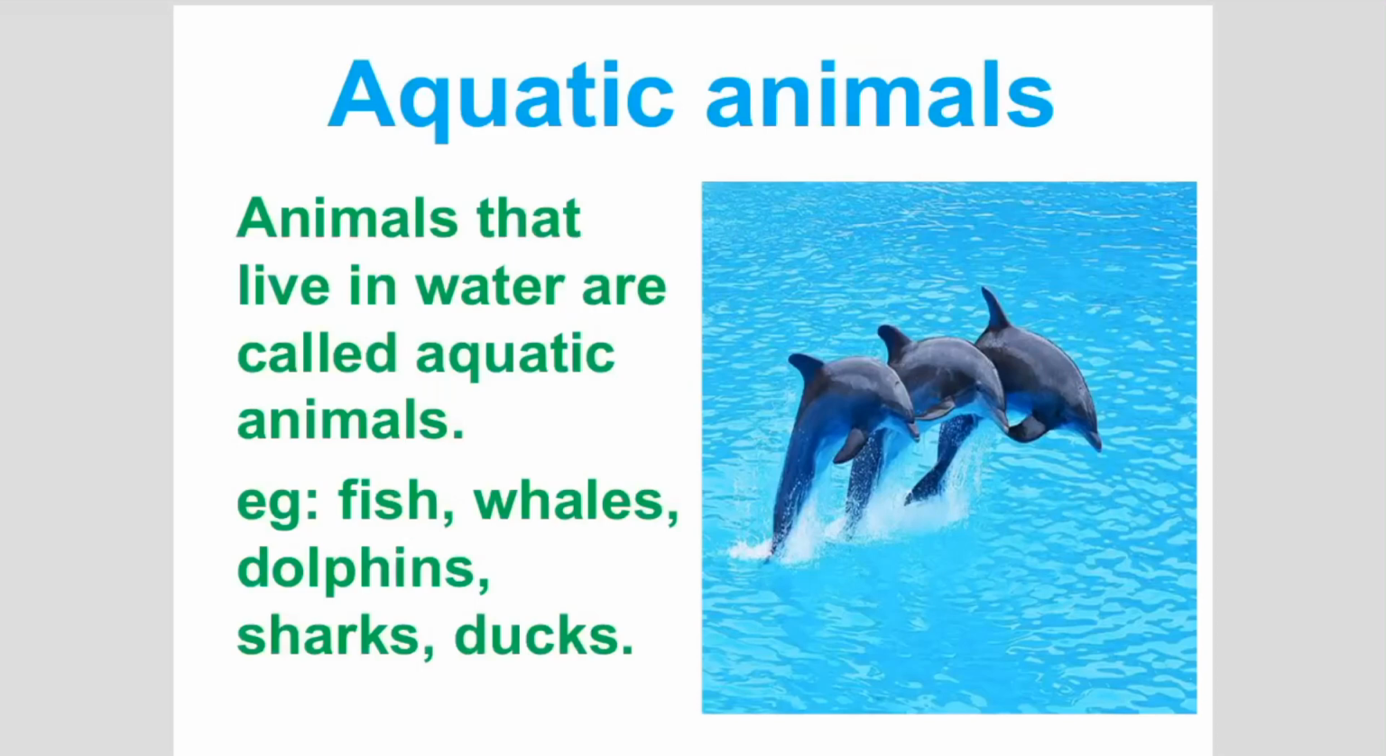Next, let us discuss aquatic animals. What are aquatic animals? Animals that live in water are called aquatic animals. Common examples of aquatic animals are fish, whales, dolphins, sharks, and ducks. Aquatic animals always live in water.